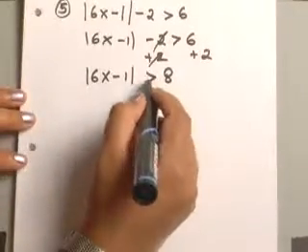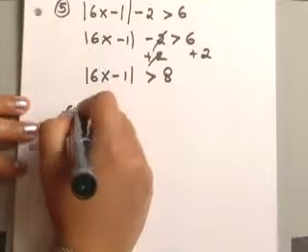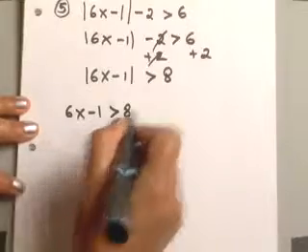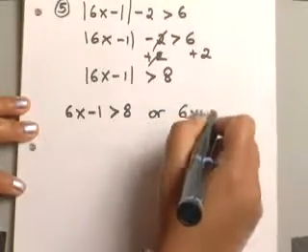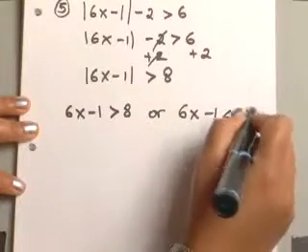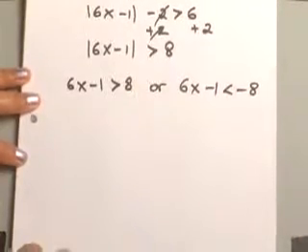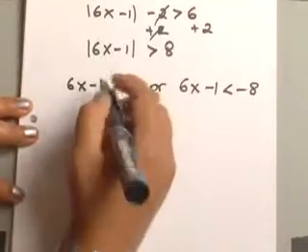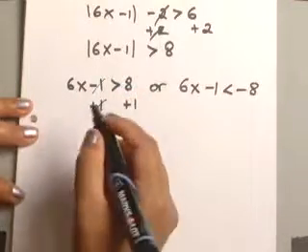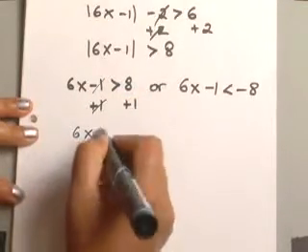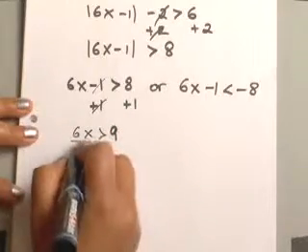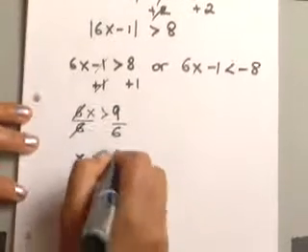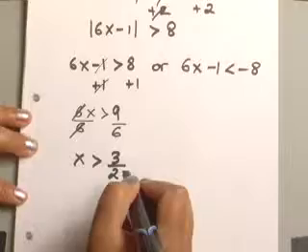Now again, since this is a greater than inequality, it tells me my compound statement will be an OR statement. So you have 6x minus 1 greater than 8, or 6x minus 1 less than negative 8. Alright, so let's solve these two inequalities here. And you end up with 6x greater than 9. Divide everything by 6. And that gives you x is greater than 3/2.